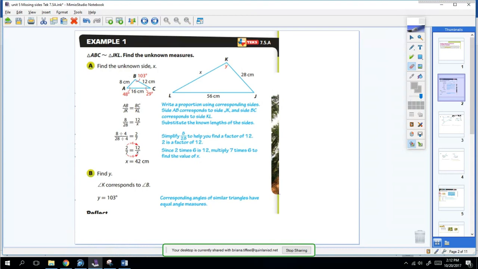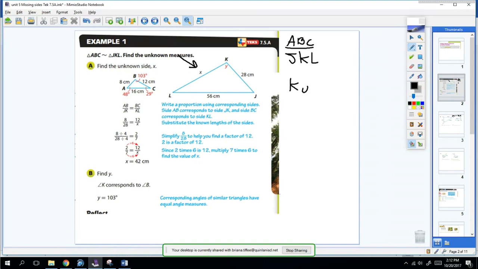So the first one I'm going to use is my first example. We have triangle ABC to triangle JKL. We're missing this side, we're missing KL. When we're missing a side, you want to set up a proportion with a side that you know. Well, I know what KJ is.